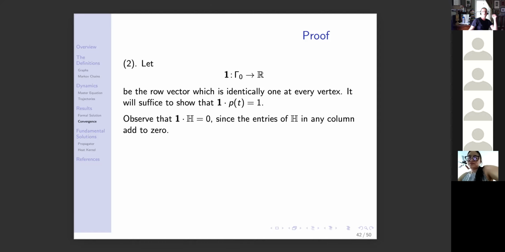Well, first of all, observe that one dot H, the master operator, is identically zero, since the entries of H in any column add to zero, right? So that's what it means for the sum of the entries in every column of H to add to zero.